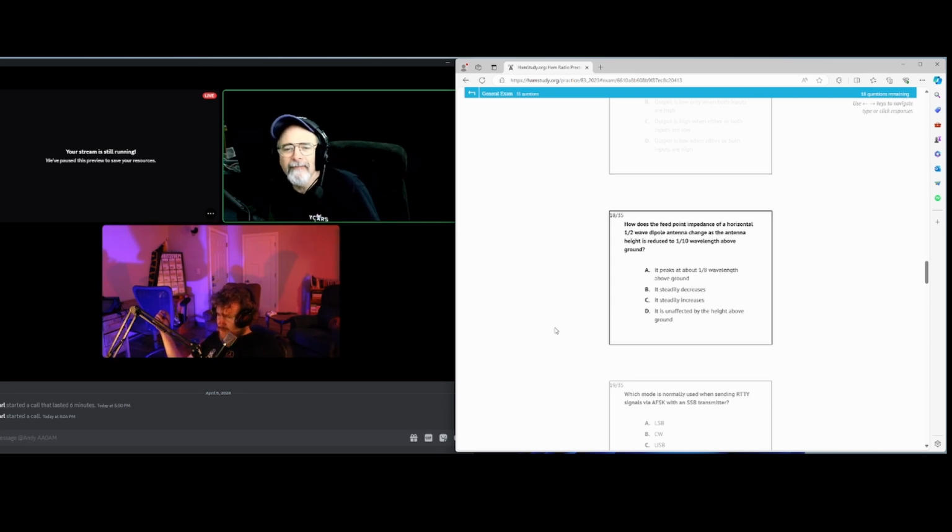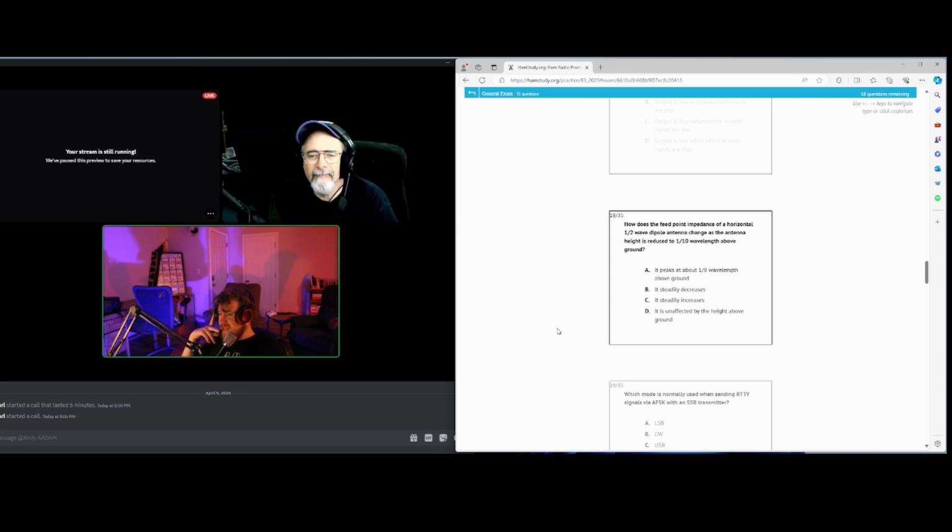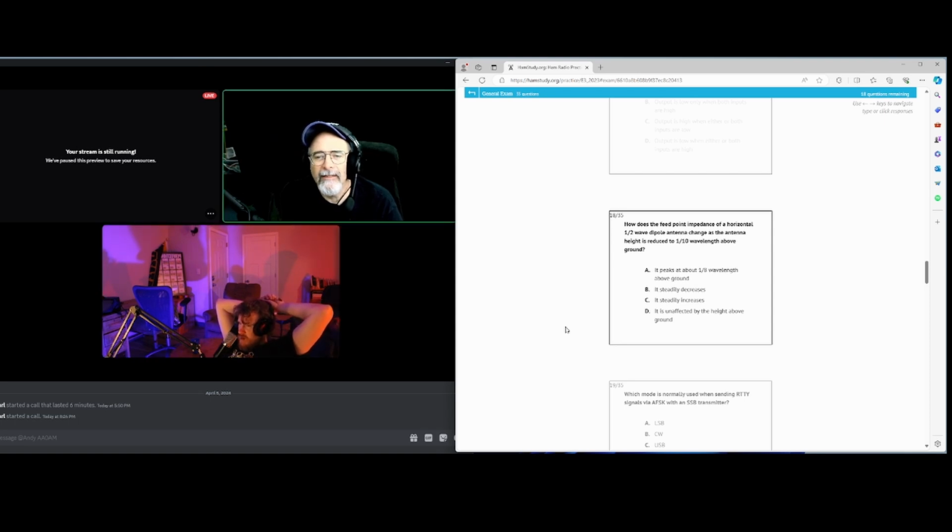Okay. 18. How does the feed point impedance of a horizontal half-wave dipole antenna change as the antenna height is reduced to 1/10 wavelength above ground? It peaks about 1/8 wavelength above ground. It steadily decreases. It steadily increases. It is unaffected by height above ground.